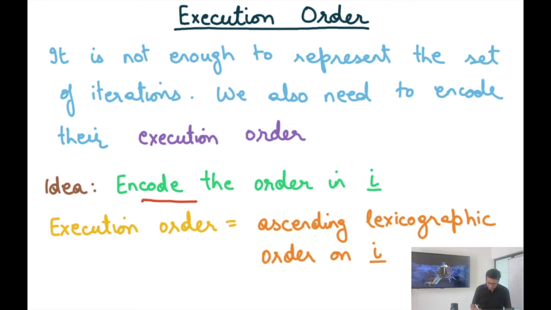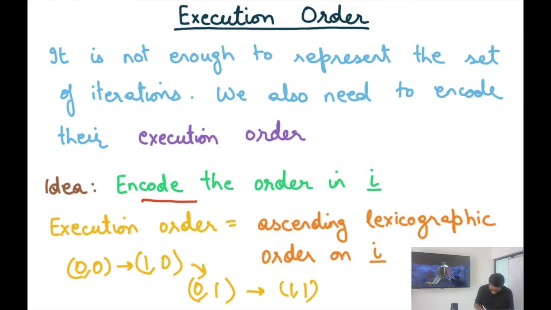Okay, so for example, I could have said that let's say 0 comma 0 is the first thing, and then 1 comma 0 is the second iteration, and then it is 0 comma 1, and then finally 1 comma 1. So let's say my iteration space is 0 0, and this is for i comma j. I'm representing i comma j, and let's say this is my iteration space: 0 0, 1 0, 0 1, 1 1.